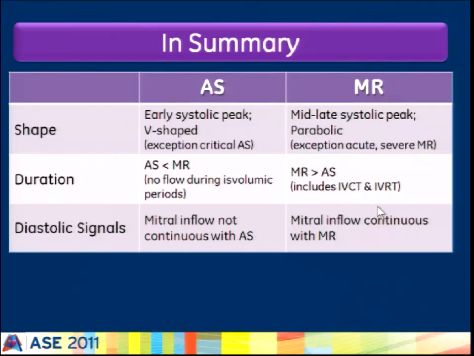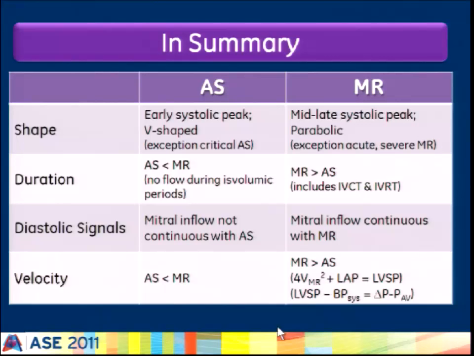Look for diastolic signals, as this can be helpful. If you've got an aortic stenosis signal and a mitral inflow signal, which you can sometimes see, there will be gaps between the mitral inflow signal and the aortic stenosis signal, particularly during the isovolumic relaxation period. So if you've got a signal that is not continuous with the mitral inflow signal, then this is going to be your AS jet. If you've got the mitral inflow signal which is continuous with the MR signal, then this is going to be mitral regurgitation. So that's what we look for.